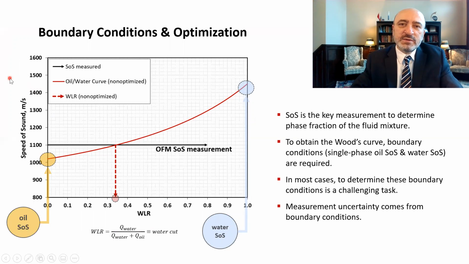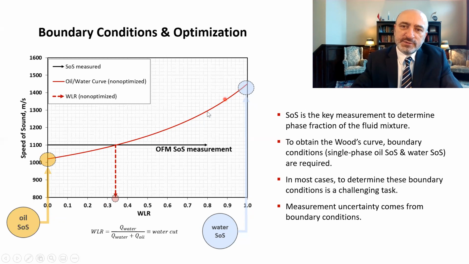When we discussed the multi-phase flow measurement in an earlier section, we have seen this plot. This plot shows the variation of the speed of sound for a fluid mixture, in this case oil and water, where the water amount, the water cut to be precise, is progressively increased from 0% on the left to 100% on the right.